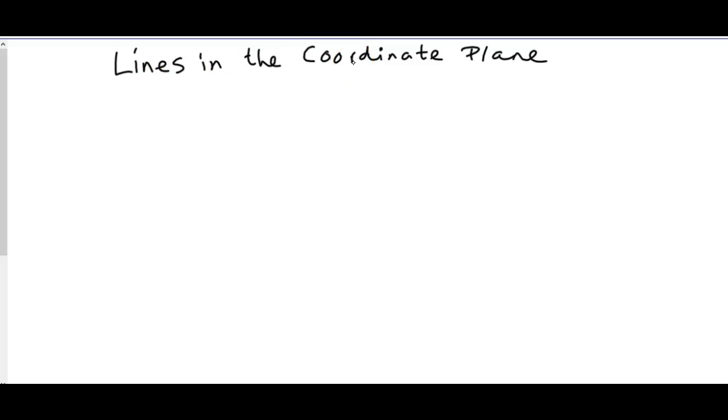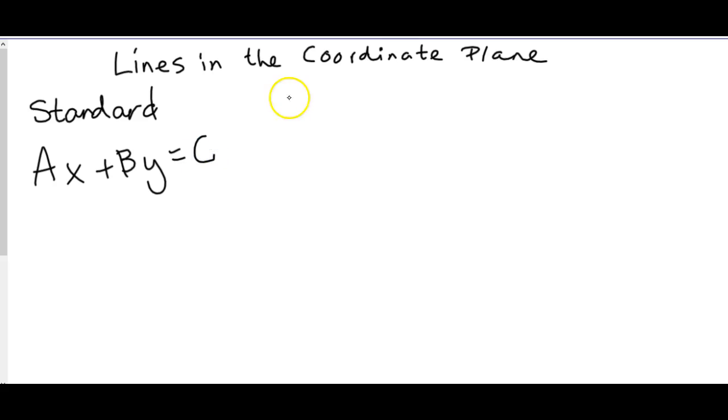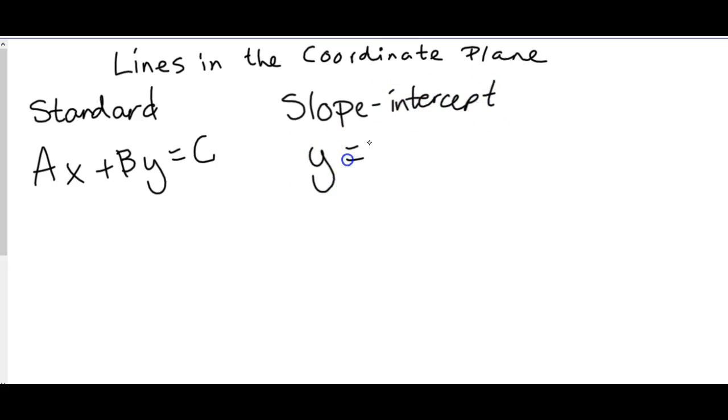This video will be about lines in the coordinate plane. When you're working with a line, there are three main equations that you can use. There's standard form, which would be ax plus by equals c. There is slope-intercept form, that would be y equals mx plus b.